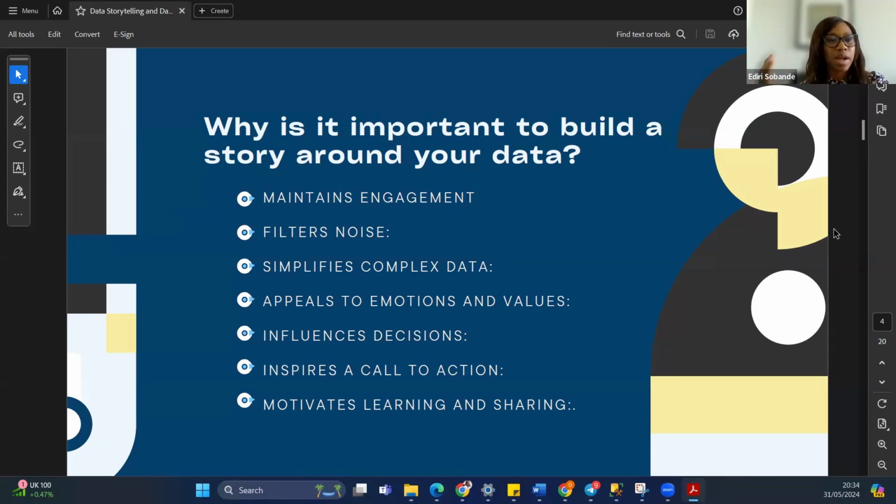I've talked about having a character. I've talked about having a plot. Now, the next question we want to ask is, why is it important to build a story around your data? Before I even talk about this bit, I've mentioned it in my introduction and in the previous things I've talked about: the ability to engage your audience, to engage their emotions. If you have a story around your data, you're able to maintain that engagement.